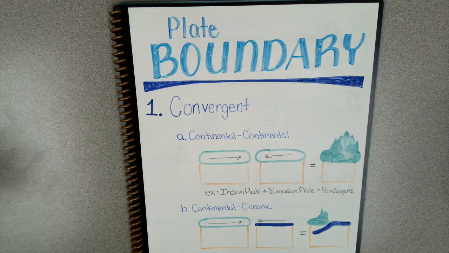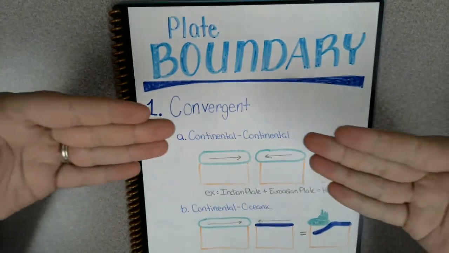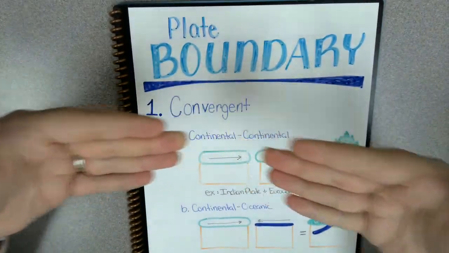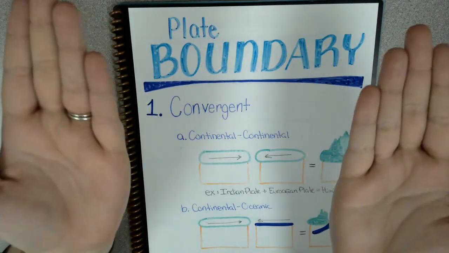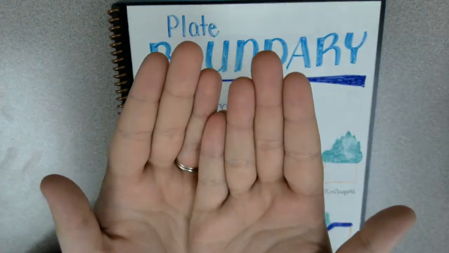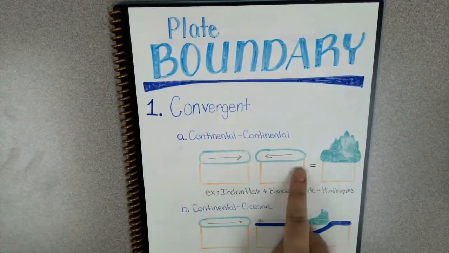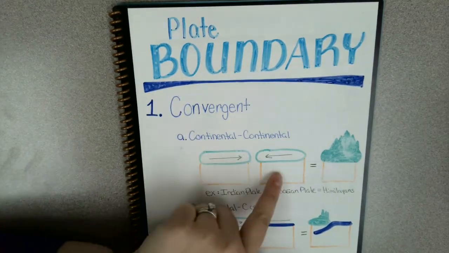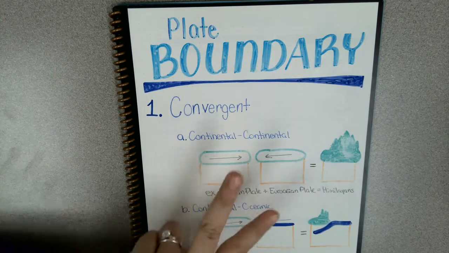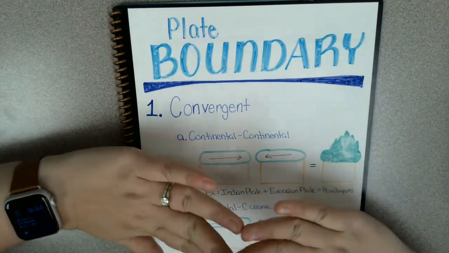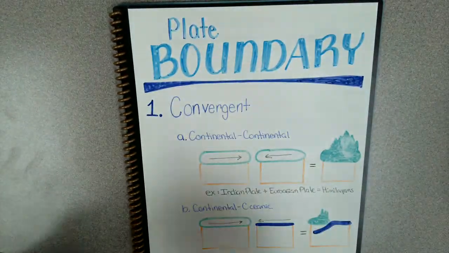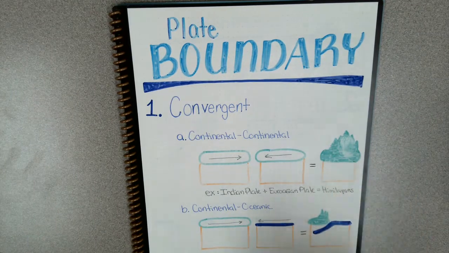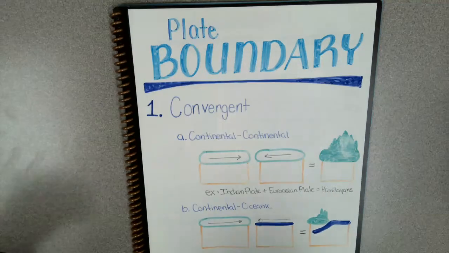First up, let's talk about convergent boundaries. If we were to make convergent boundaries with our hands, this is what is happening. It's two plates, if my hands were two plates, coming together and sliding against one another. For example, if we have a continent and a continent coming together, they're going to squish together and create a mountain. That's what this is representing here, a mountain, and we call that a folded mountain.